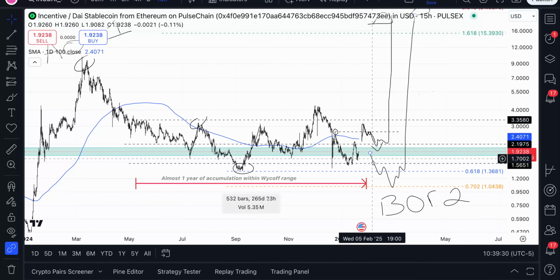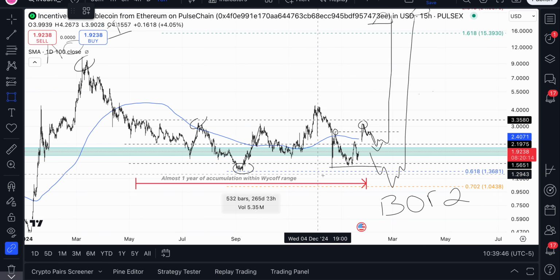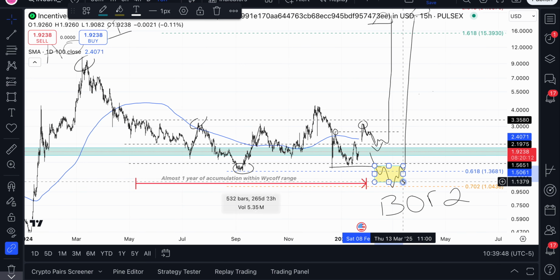Okay, worst case scenario, we come down below $1.92 from this level, and then we would just come down and sweep this low right here. But that would be the worst case scenario, right here.